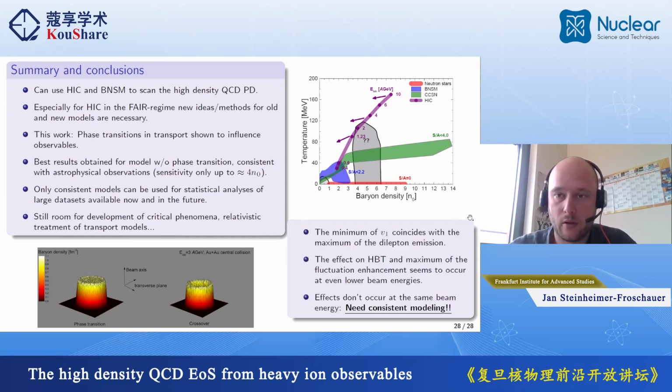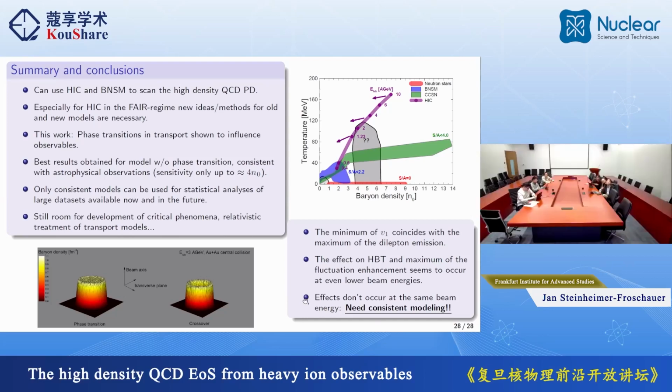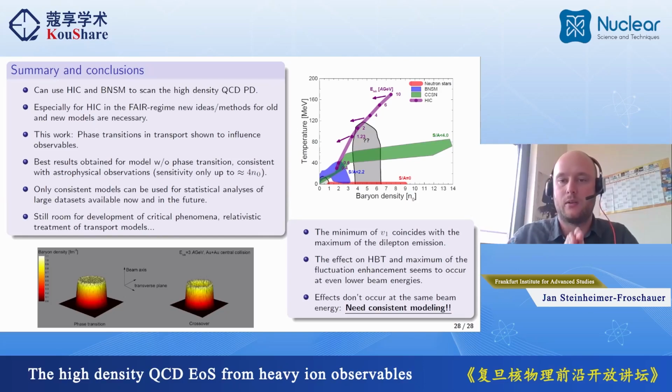But let me just point out one thing before I'm finished. Yes, one surprise at the end. What we also found is that, for example, the minimum of dv1 coincides with the maximum of the dilepton emission, the HBT effect, and the maximum of the fluctuation enhancement seems to occur at even lower beam energy. So that means that these effects don't occur at the same beam energy, which again highlights the need for this consistent description over many different energies with different systems and so on.